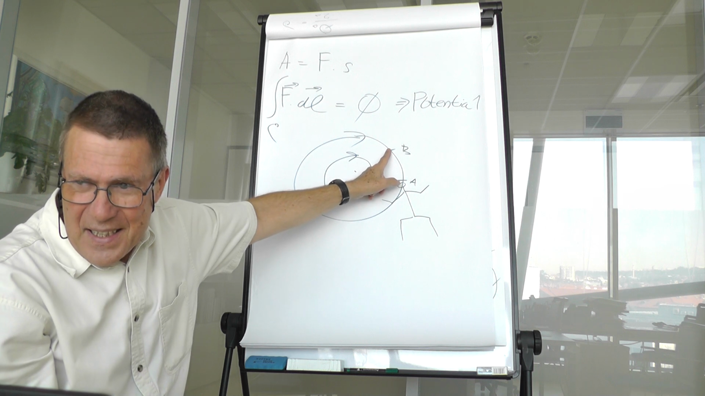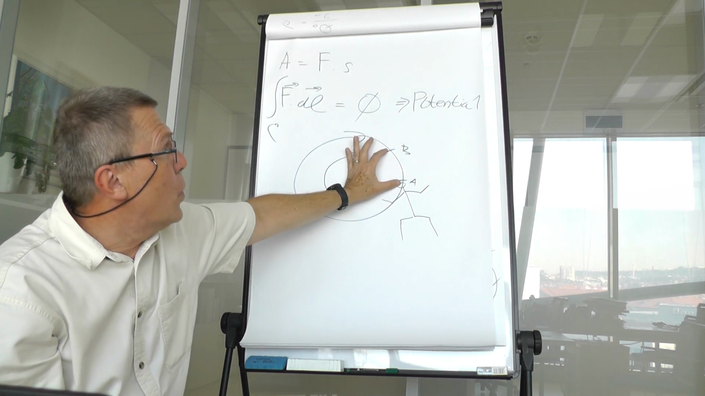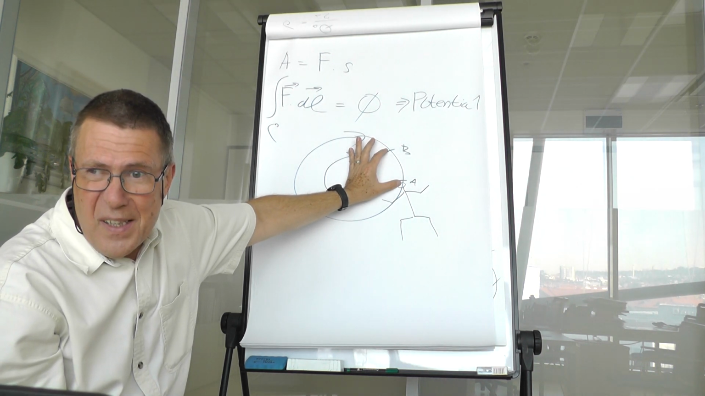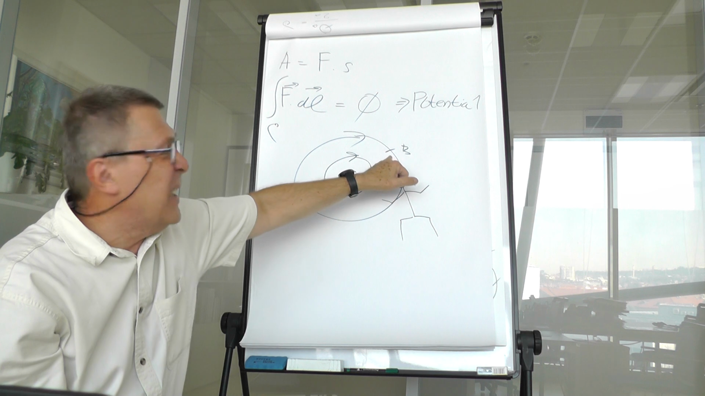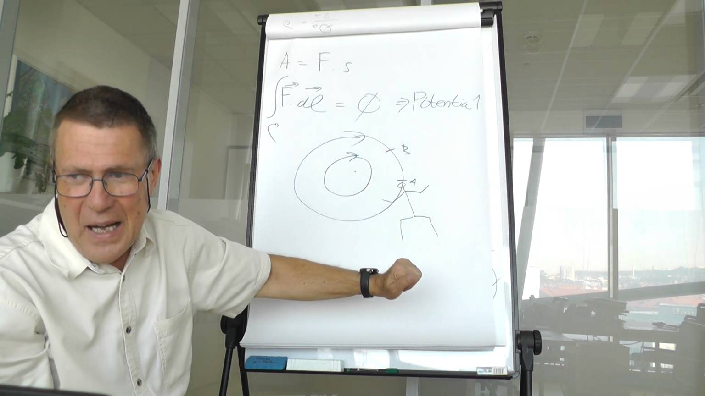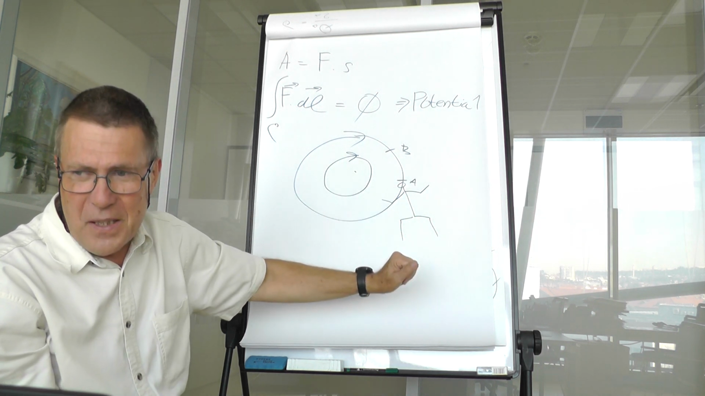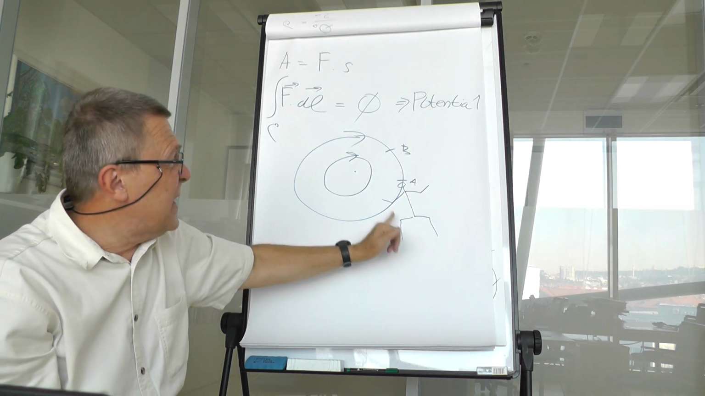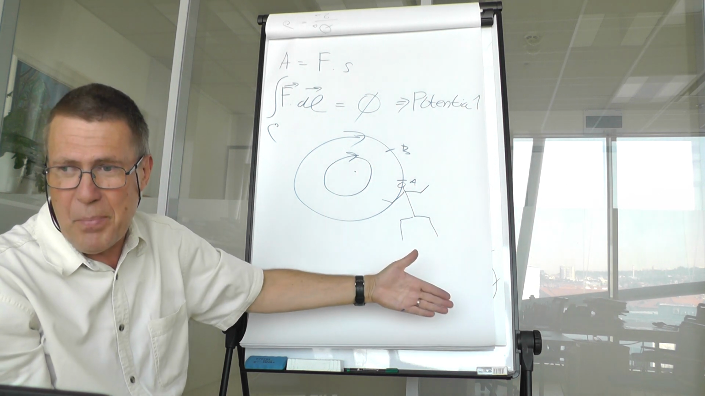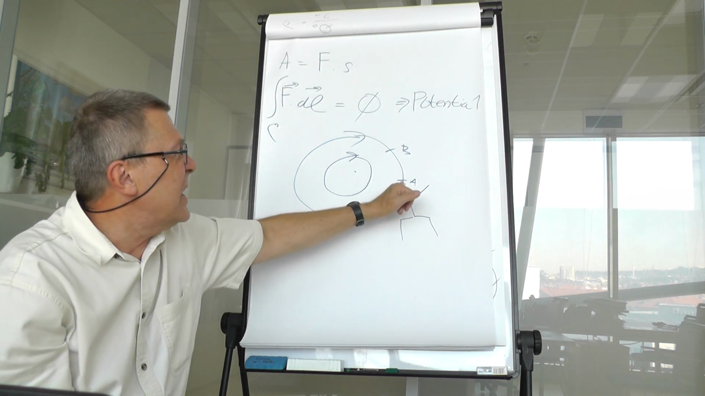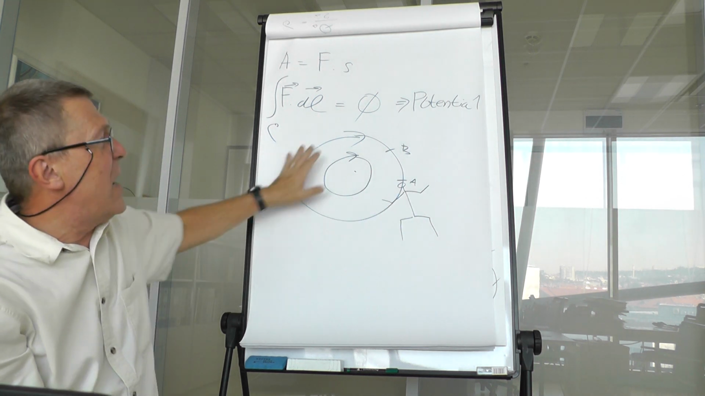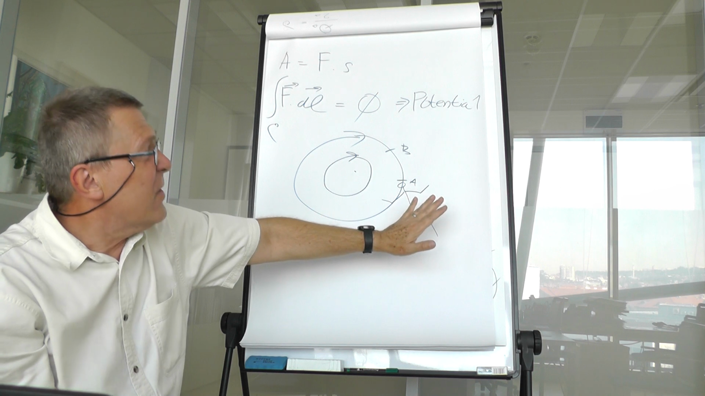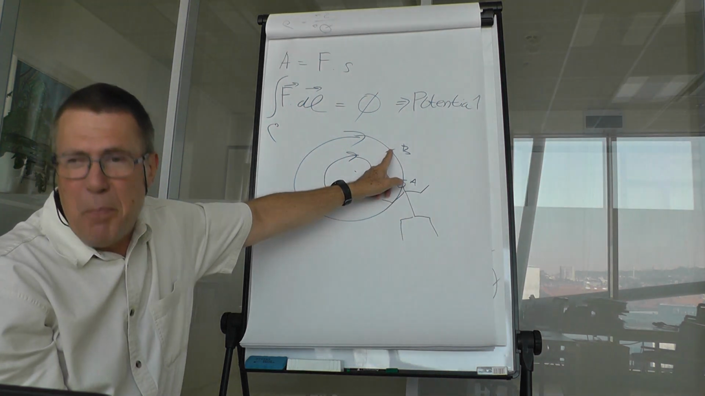But he will start at point A and arrive at point B in both cases. So, in this case, the work needed to transport the body from point A to point B depends on the path. And as it depends on the path, the field is not a potential type. So we cannot introduce a potential here for the whole area because the work carried out between point A and B depends on the path.